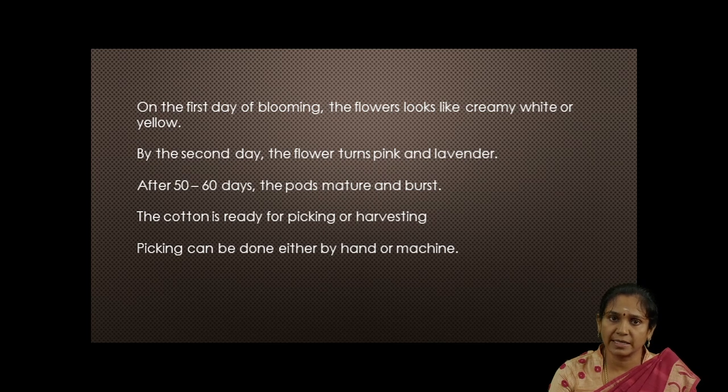On the first day of blooming, the flowers look creamy white or yellowish in color. On the second day, they turn pink or lavender. After 50 to 60 days, the pods mature and burst. The cotton is ready for picking and harvesting. Picking can be done either by hand or by machine.